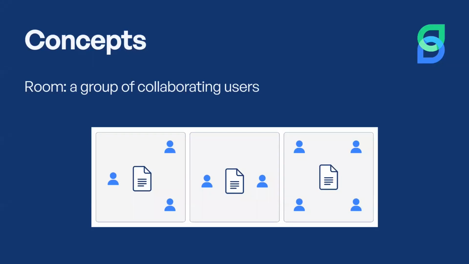Let's now go over a few basic concepts that are key to real-time collaboration. The first concept is a room. Collaboration is something that happens when 2 or more users work together to modify content. A room is what we call this group of collaborating users.